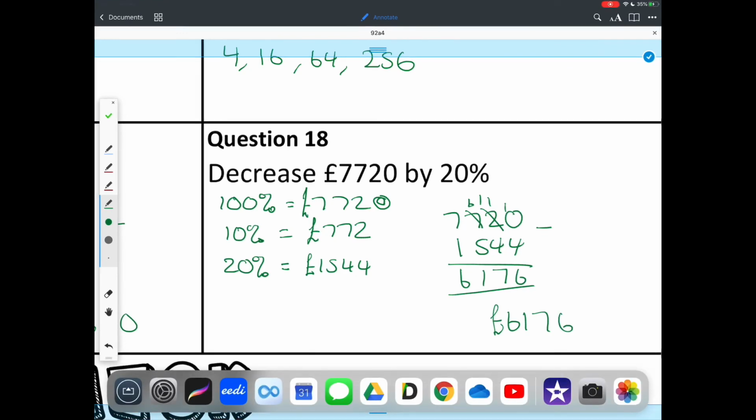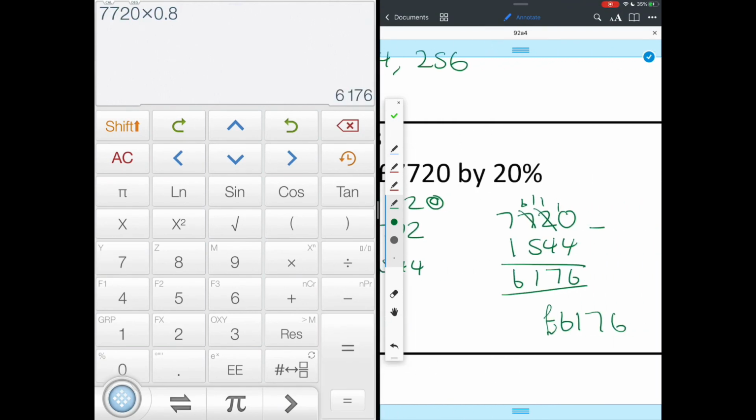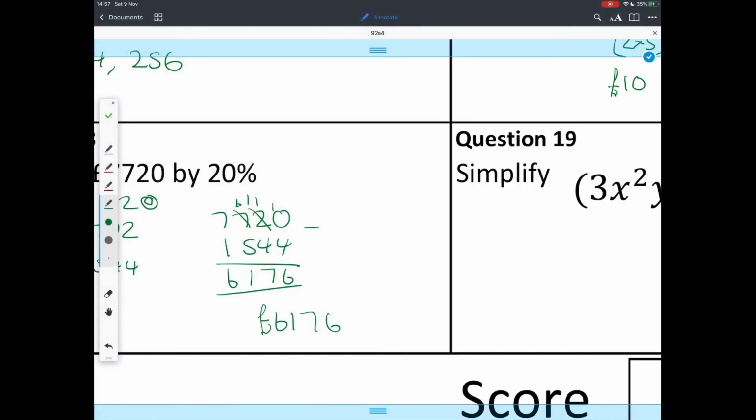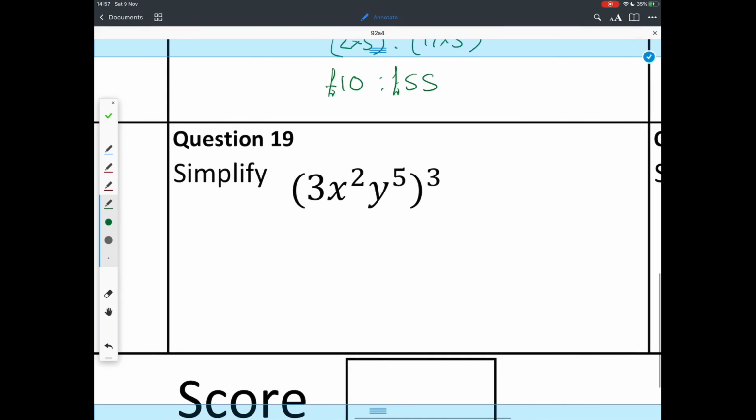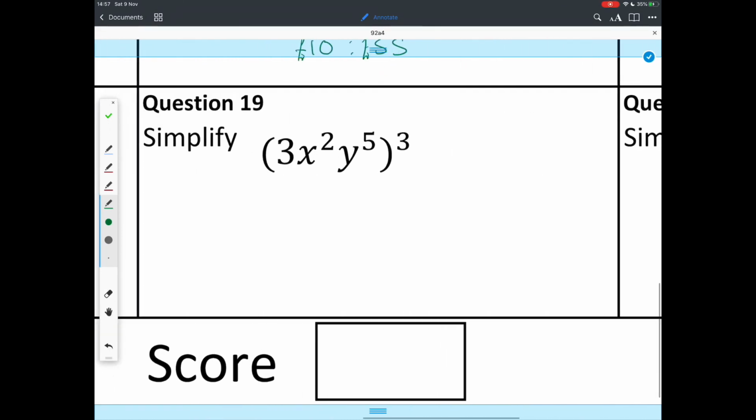So £6,176. And again, if I wanted to use the calculator for that, I could do, because I've already got it kind of set up there. I'm going to go with 7720, and that gives me an answer of 6176. So again, I've confirmed that I'm right with that. So it's all good. Okay, final 2 questions. Same kind of question for both of them.